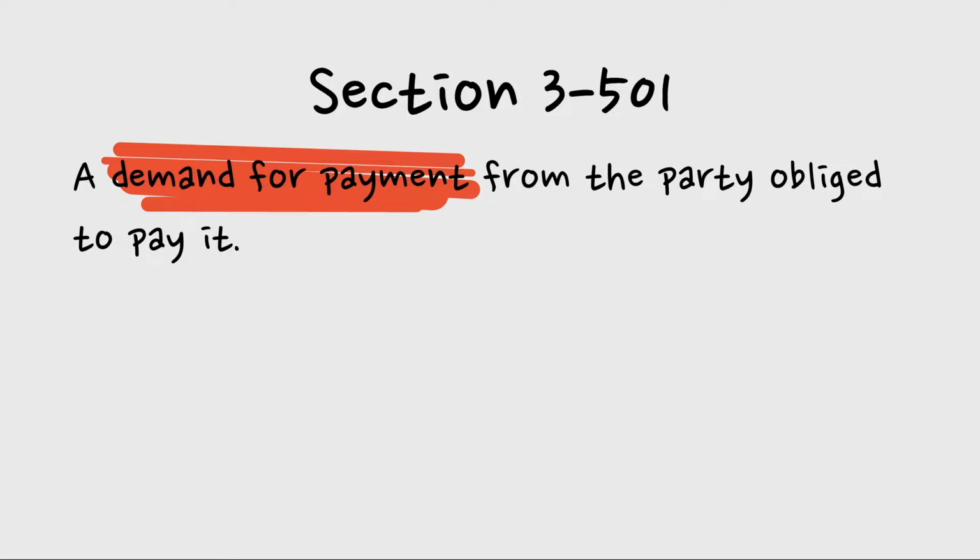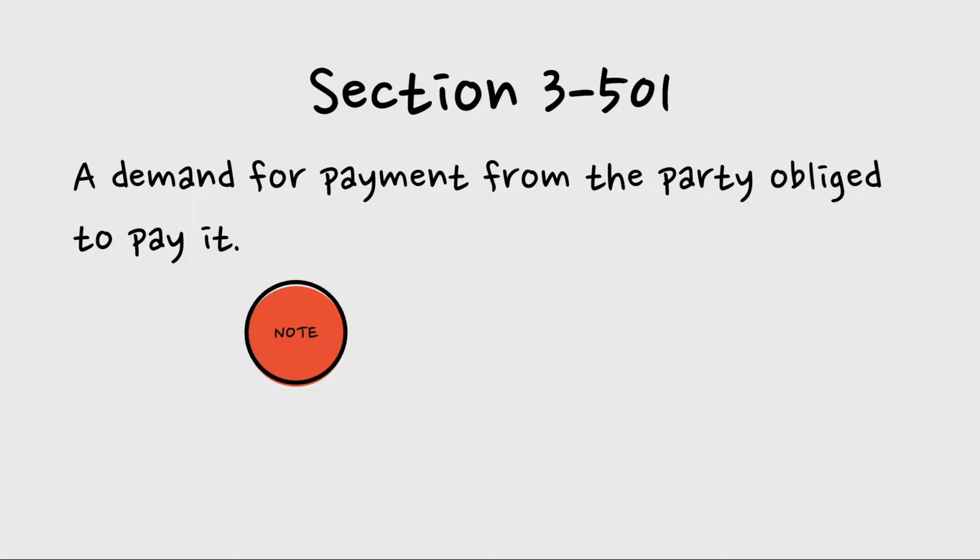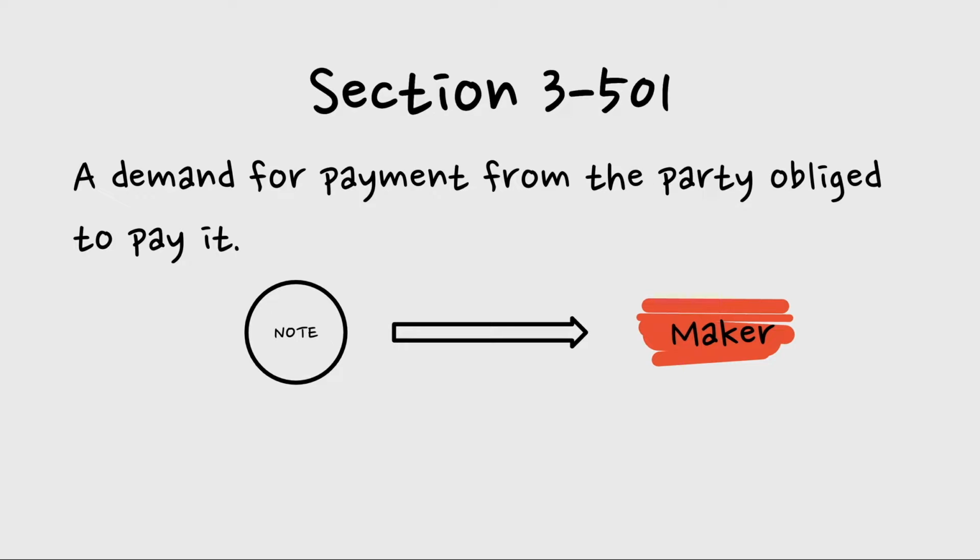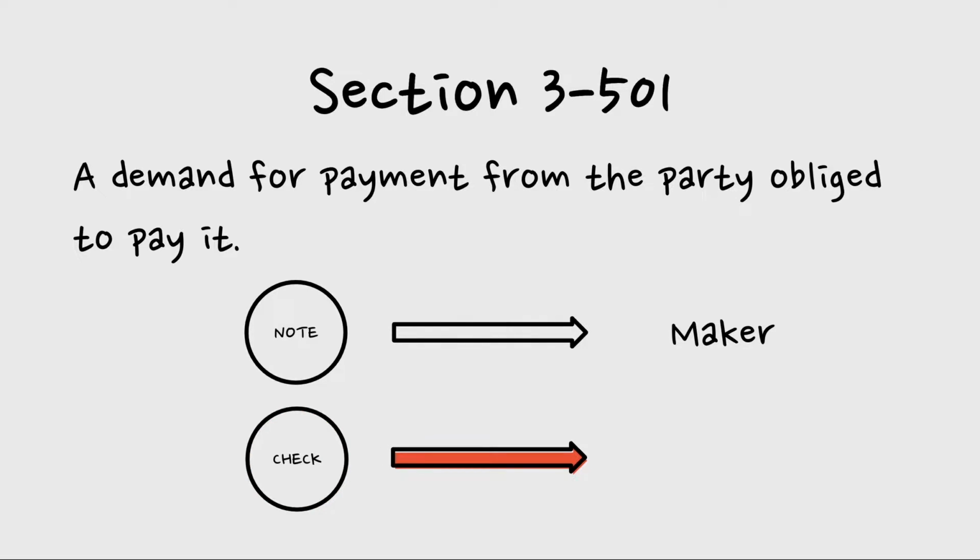Remember, if we've got a note, the maker of the note is promising to pay a sum of money plus perhaps interest, that kind of thing. And so the presentment is going to be made to the maker of the note, right? The person that originated or made out the note to begin with. In the case of a check, it is the drawee bank that has been ordered to pay.